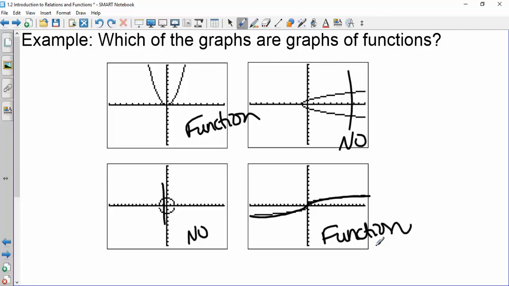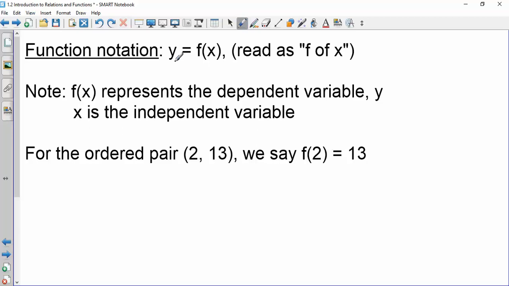Yeah. All right, when we're talking about functions, we usually write them in function notation. So when we're looking at equations, we don't see x and y. We replace that y with an f of x. So that f of x together is your y variable. When I say f of 2 equals 13, the 2 is my x, the y is my 13. So that means the ordered pair 2, 13.